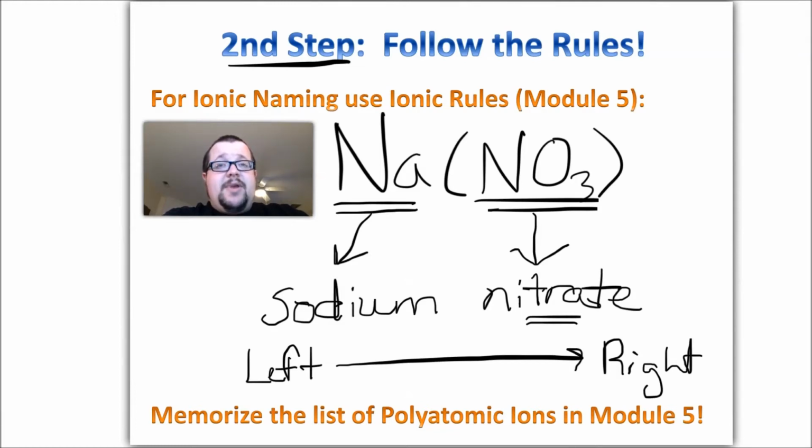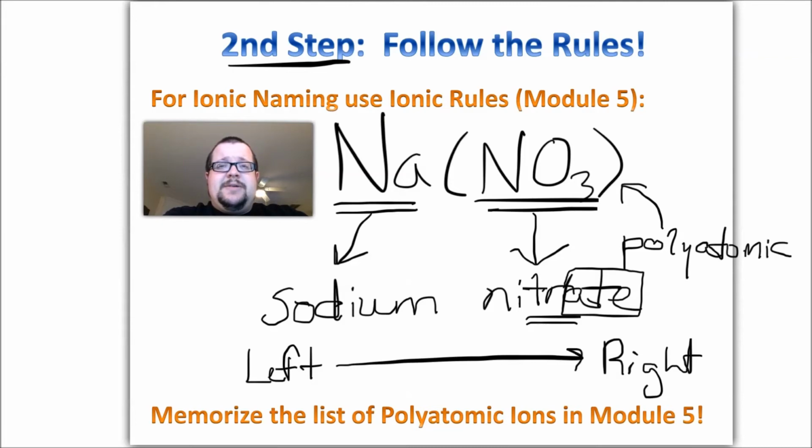The only time you won't see the -ide ending is when you have -ates and -ites and -ous's and -iums, and these strange endings come as a result of having polyatomic ions in the name. That's why they have to be memorized, because they're not our typical endings.